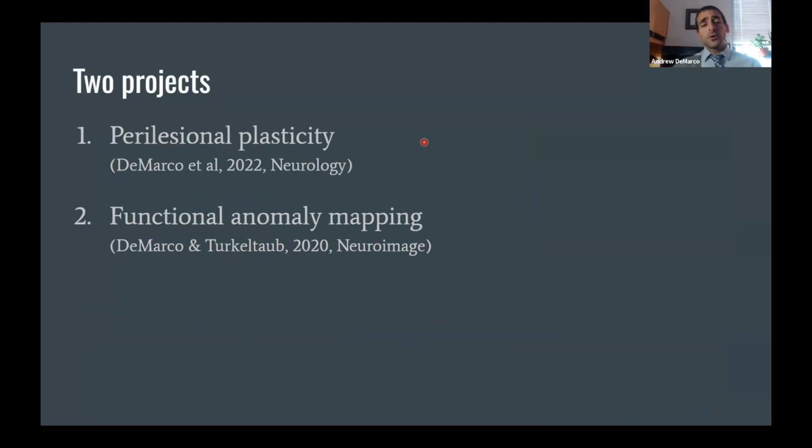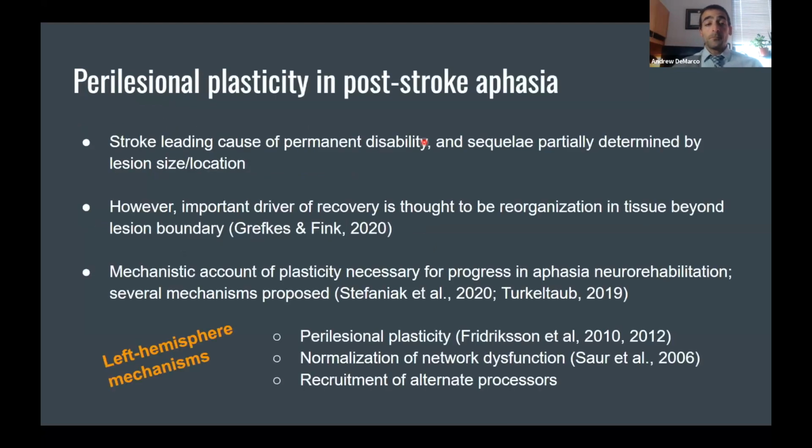As I alluded to before, I'll be talking about two different projects. We'll take them in the reverse order. First, I'll talk about a project we published on perilesional plasticity in post-stroke aphasia, and then I'll talk about functional anomaly mapping. We'll hopefully get through everything, but feel free to interrupt at any time with questions, and we'll take them as they come.